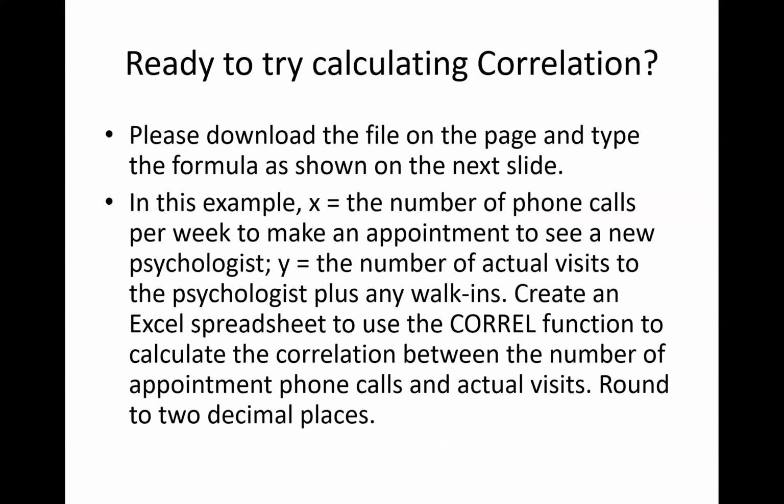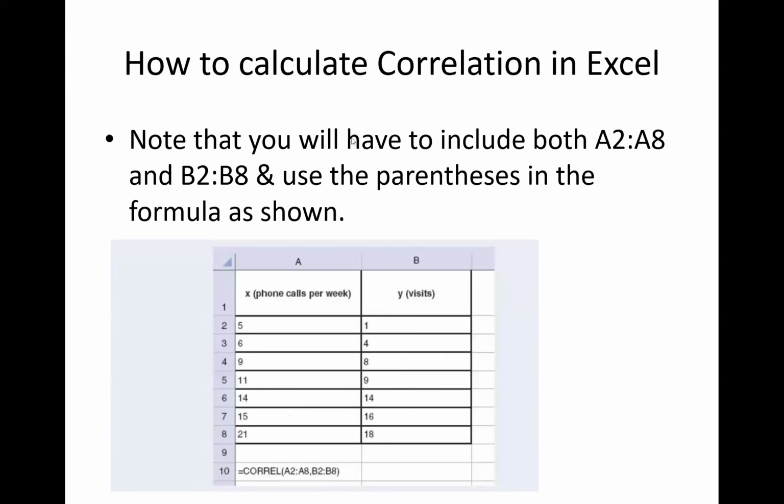We're looking at the number of phone calls per week to make an appointment to see a new psychologist. So X is the number of phone calls. We're going to plot that. And then we're going to have Y, the number of actual visits to the psychologist plus any walk-ins. And what you can do is create an Excel sheet that uses a CORREL function to calculate the correlation between the number of appointment calls and the number of actual visits. And of course, you have to get both the range as illustrated here.